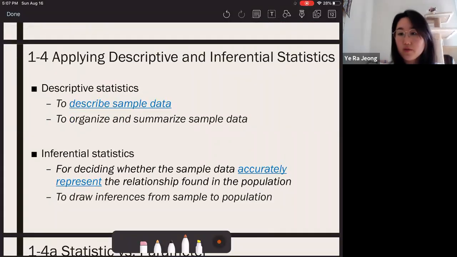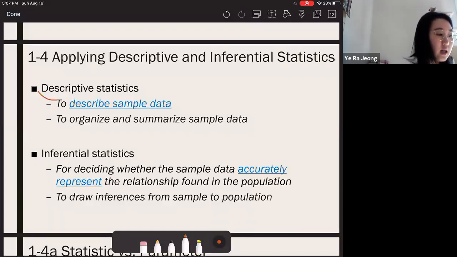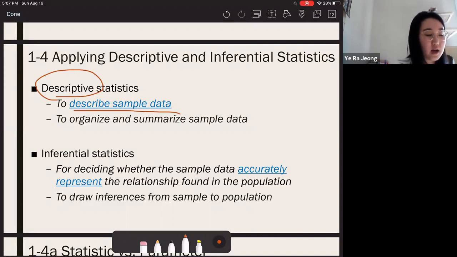And there are two different types of statistics we're going to learn in this class. Like I said, statistics is a tool that psychological researchers use to make sense of their data. Descriptive statistics is used to describe sample data, when we try to organize and summarize sample data. Remember, those were the functions of statistics, right?